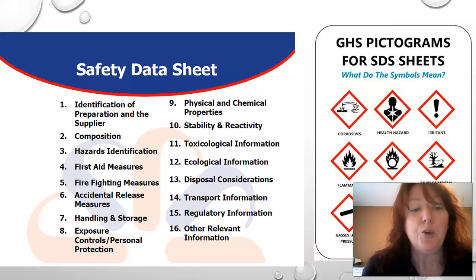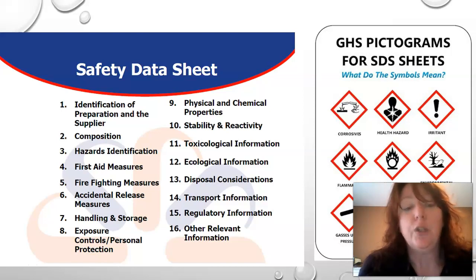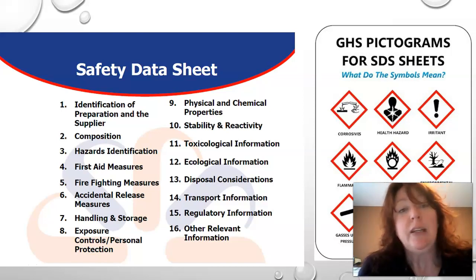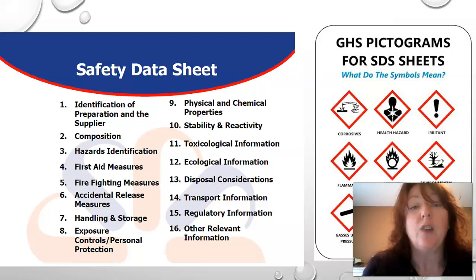Accidental release measures, meaning that if for some reason the chemical in the container was released, what you should do. Handling and storage, meaning can it be shipped in the air? A lot of hazardous materials are not allowed to be shipped through the air. They have to go via ground because they have an explosive tendency.